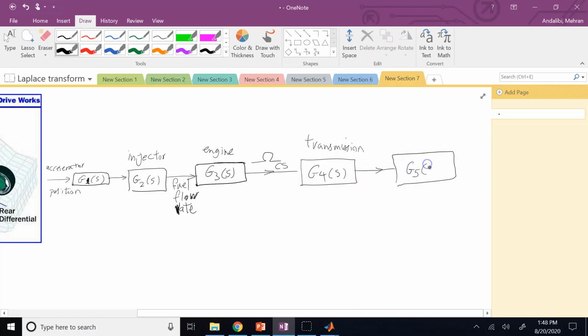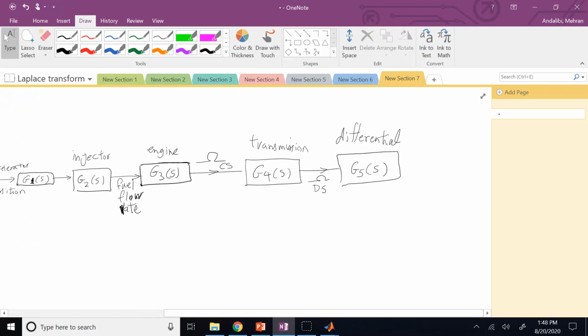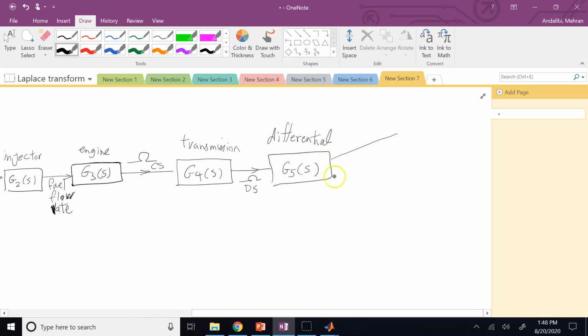Differential also has a transfer function. Again, it could be a reduction, which it is actually, and some more effects of friction, but if we just consider it G5, we are not going to talk about exactly what they are because they are quite complicated. So this is omega of the drive shaft. It goes to the differential, and then the differential has two outputs. One output is omega of the right tire or right axle. One is omega of the left axle.